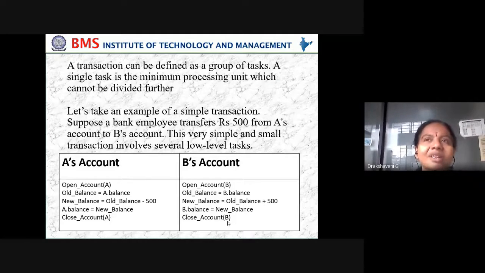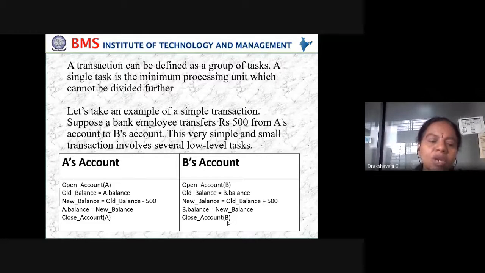Just see, we are only transferring. The statement is very simple. What does that statement say to us? Just transfer 500 rupees from account A to account B. This is the only statement we say, but think about how many statements we require with respect to the database to process this transaction.